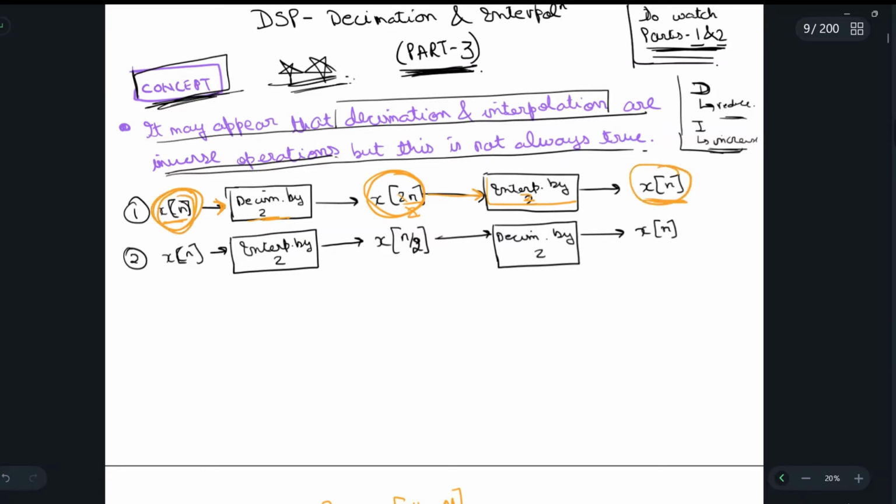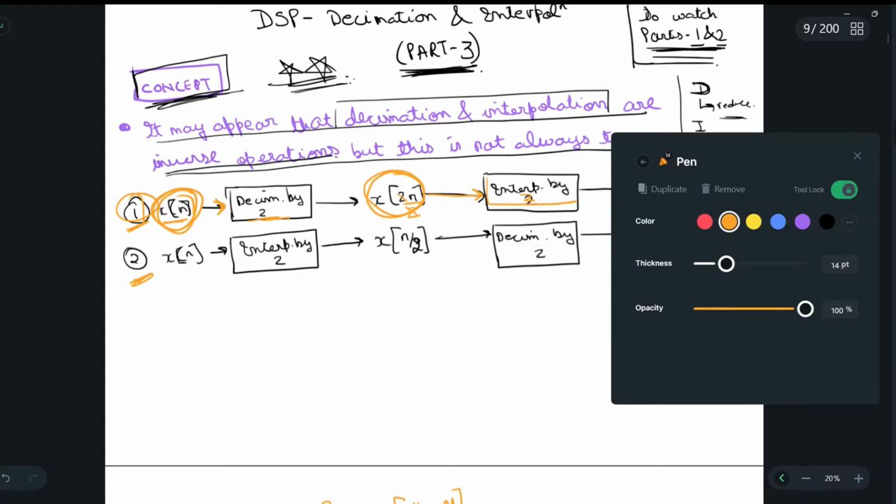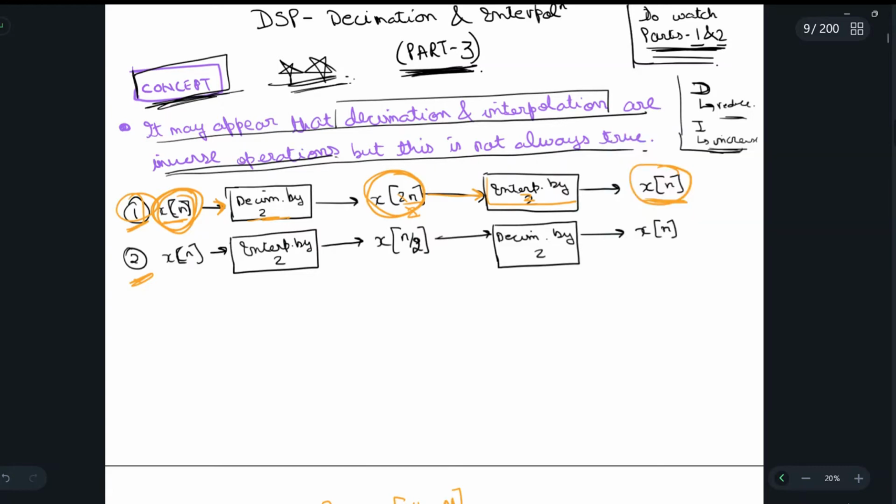And now let us look at the second case. This was our first case, and now let us look at our second case. In our second case we have x(n), the same signal, and first of all we are interpolating it by 2. Initially we decimated it by 2 first, but now we are going to interpolate it by 2, and we will get x(n/2). This is how you represent interpolation. And now after interpolation we will be doing decimation. On doing decimation you will get x(n), the original signal that we had over here.